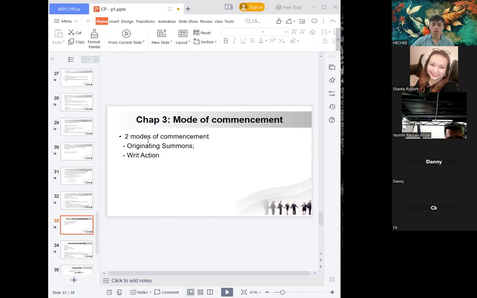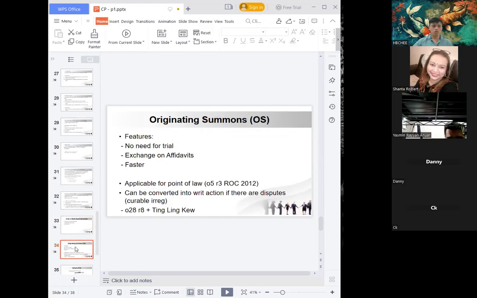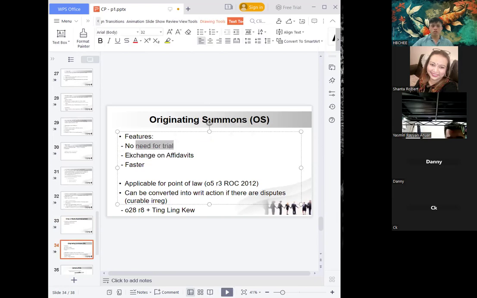Okay, we can move on to the mode of commencement already. In every civil action, there are two modes of commencement. One is the originating summons, as I said earlier, the OS. Another one is the writ action. So for OS, there's no need for trial. There is just an exchange of affidavits, and then it's faster and cheaper.